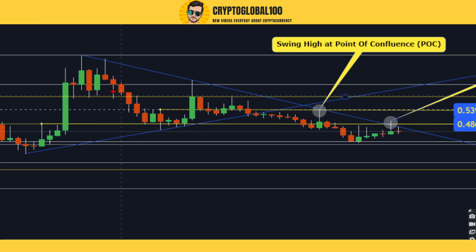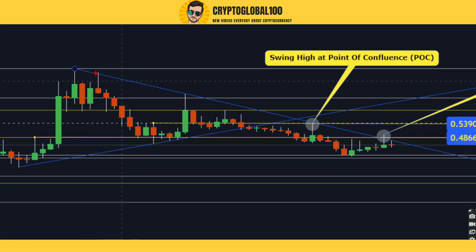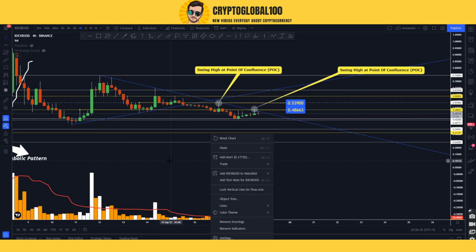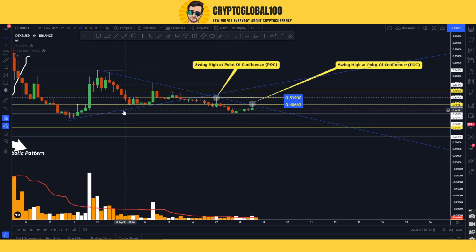Then again we went into the distribution phase. This was the accumulation phase. After the accumulation, it tried to break, and this is a valid trend line. If you take a look, 1 touch, 2 touch, 3 touch, 4 touch. Let me delete the other line. Okay, let me delete this one.